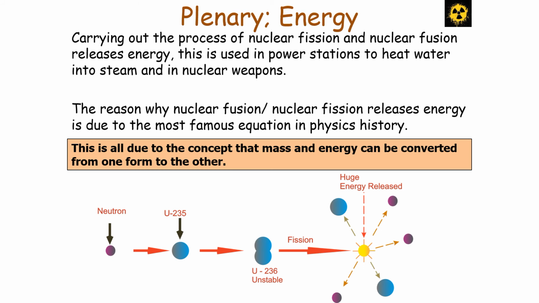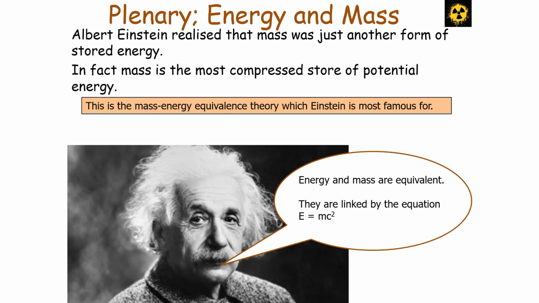Now carrying out the process of nuclear fission and nuclear fusion releases energy which can be used in power stations to heat up water into steam and in nuclear weapons. Now this is why nuclear fission and nuclear fusion release energy, and it's due to the most famous equation in physics history. It's due to the concept that mass and energy can be converted from one form to another, because Albert Einstein realized that mass was just another form of stored energy. In fact, mass is the most compressed store of potential energy. So he linked the two and said they were equivalent, which is the equation E equals mc squared.